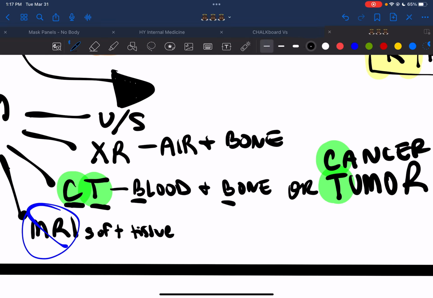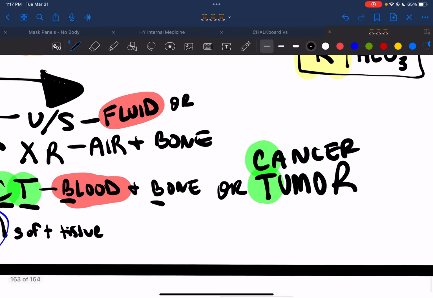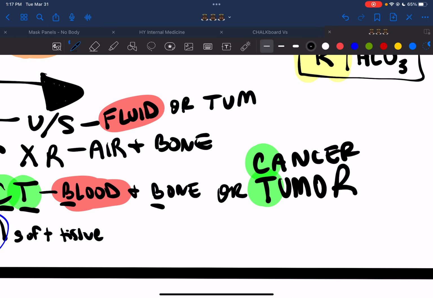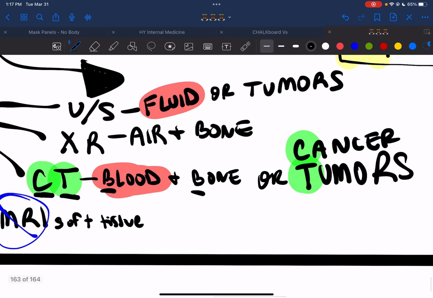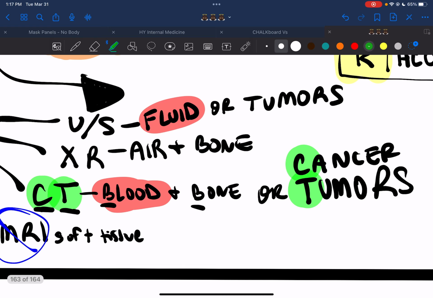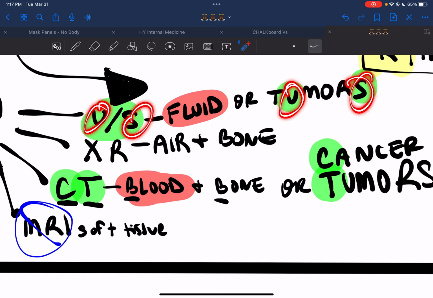Yeah, and then ultrasound. What is ultrasound good for? It's good for looking at fluid, same as CT, right? Because your blood is a fluid. And it's good at looking at tumors as well, just like the CT. Right? US tumors. CT, cancer tumor.